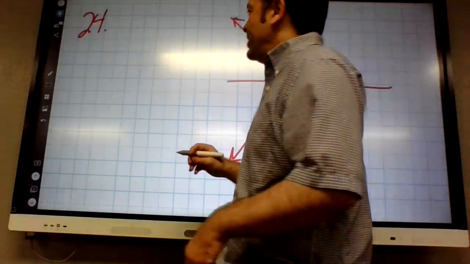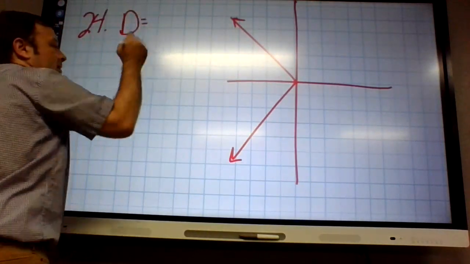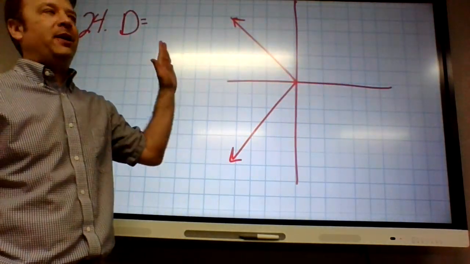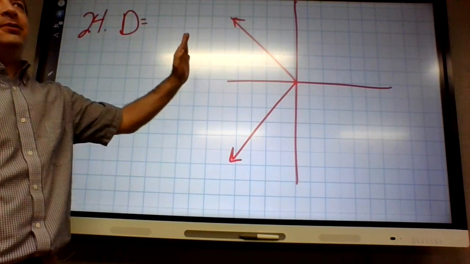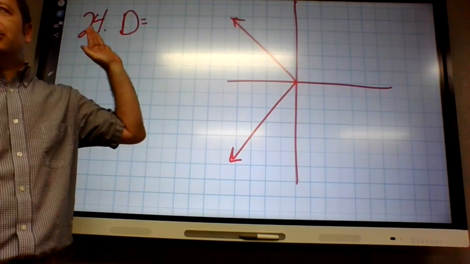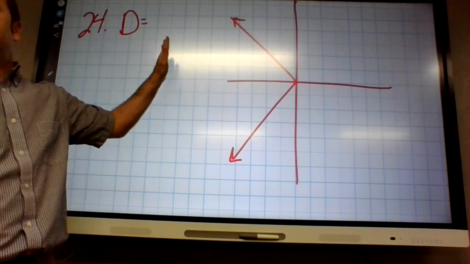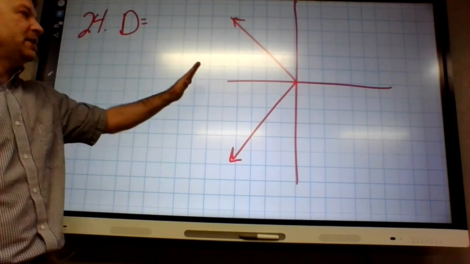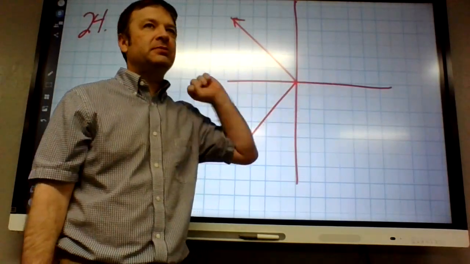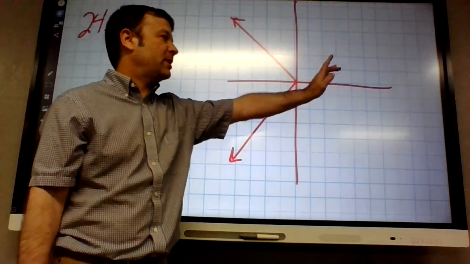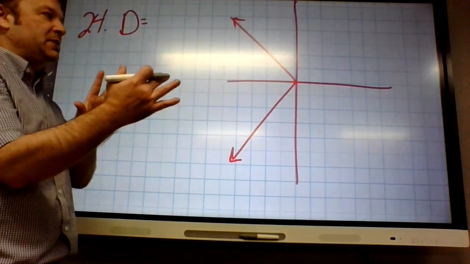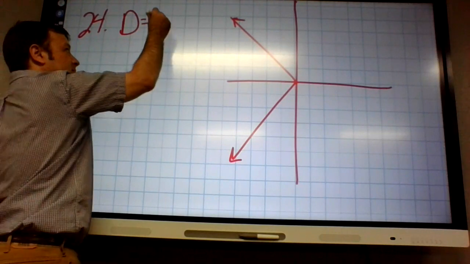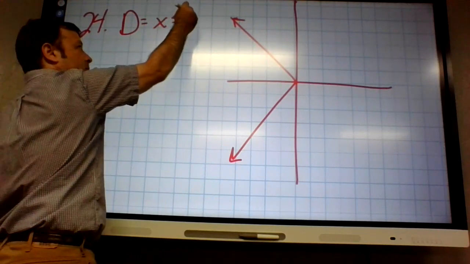So the domain, we're talking about x values. When you think x values, we're thinking left and right. How far left does it go? Forever. It goes forever to the left, so it goes to negative infinity, which you can't actually get to, but it goes towards negative infinity. How far right does it go? Zero. It doesn't go forever that way. It stops at 0. So how am I going to write that? Less than or equal to 0, yeah.